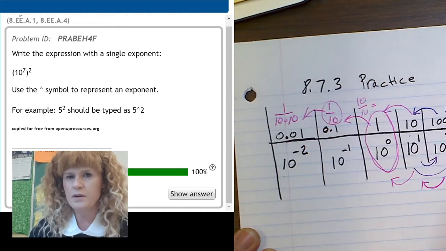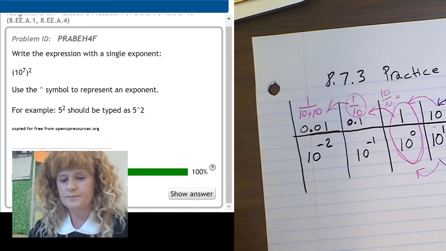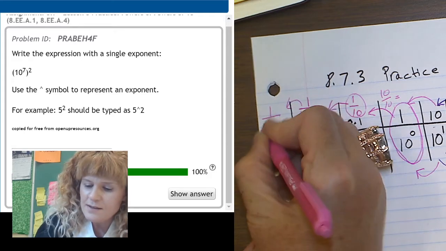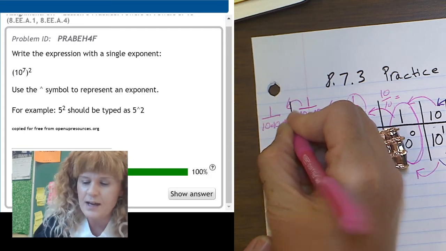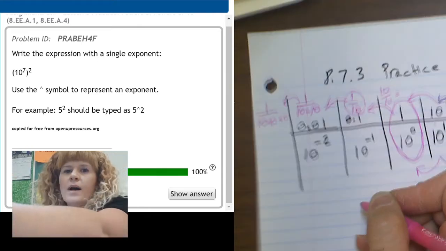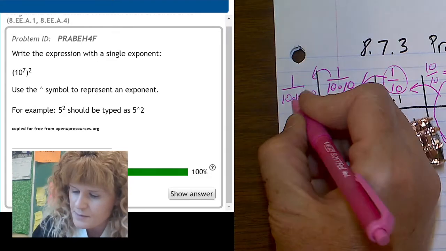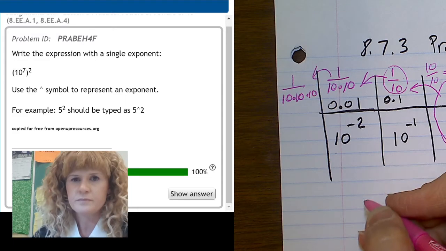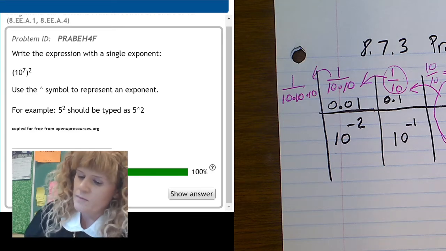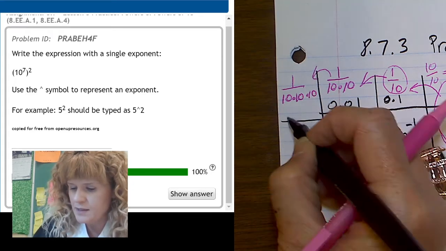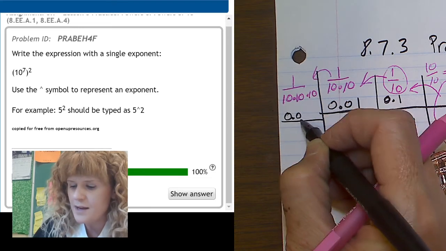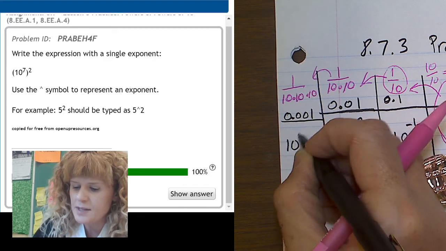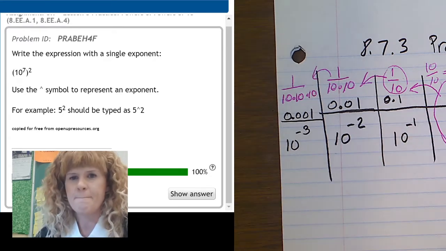I'm just going to do one more, and you should be doing this on your paper. Now, let's divide by 10 again. So that's 1 divided by 10 3 times. So 10 times 10 times 10 in the denominator. What is that in decimal? It is 1,000th, and in exponent notation, 10 to the -3.